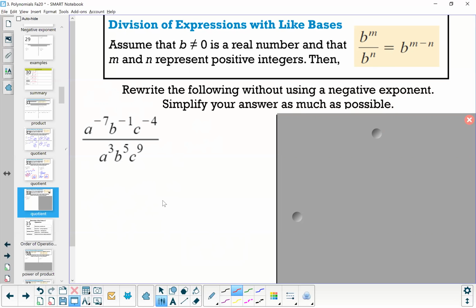First way is just using the quotient rule, which says to subtract the exponents. So I would do a to the negative 7 minus 3 times b to the negative 1 minus 5 times c to the negative 4 minus 9. So we have a to the negative 10 times b to the negative 6 times c to the negative 13.